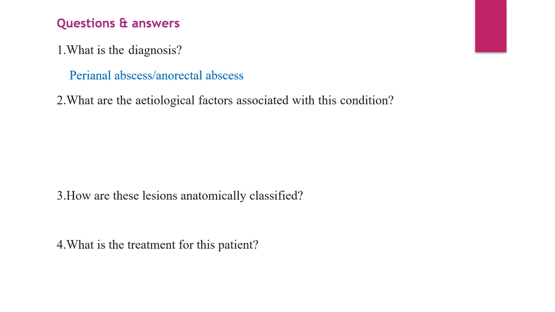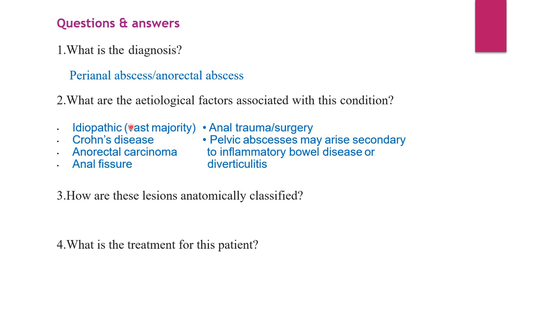What are the etiological factors associated with this condition? Okay, idiopathic in the vast majority, the cryptoglandular theory, Crohn's disease, anorectal carcinoma, anal fissure, anal trauma or surgery. Pelvic abscesses may arise secondary to inflammatory bowel disease like Crohn's disease or diverticular disease. How are these lesions anatomically classified? Perianal or superficial, ischiorectal, intersphincteric and supralevator.